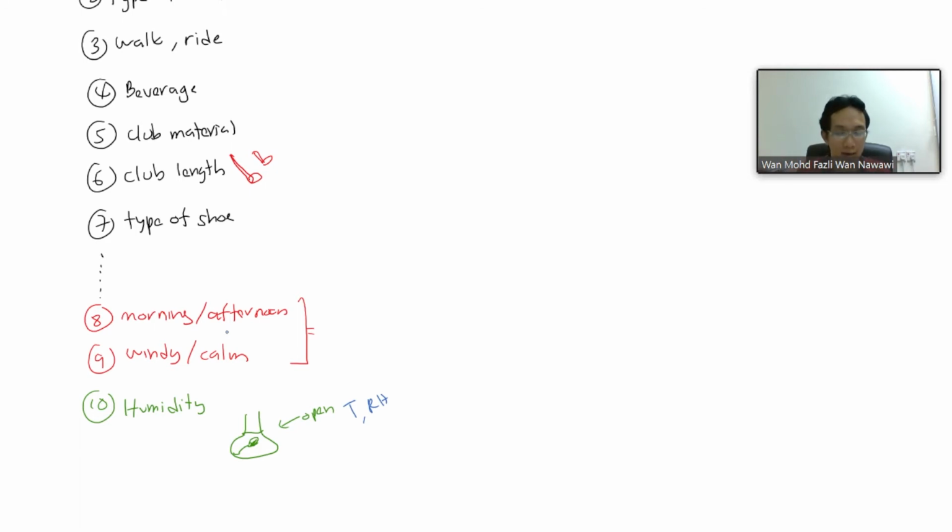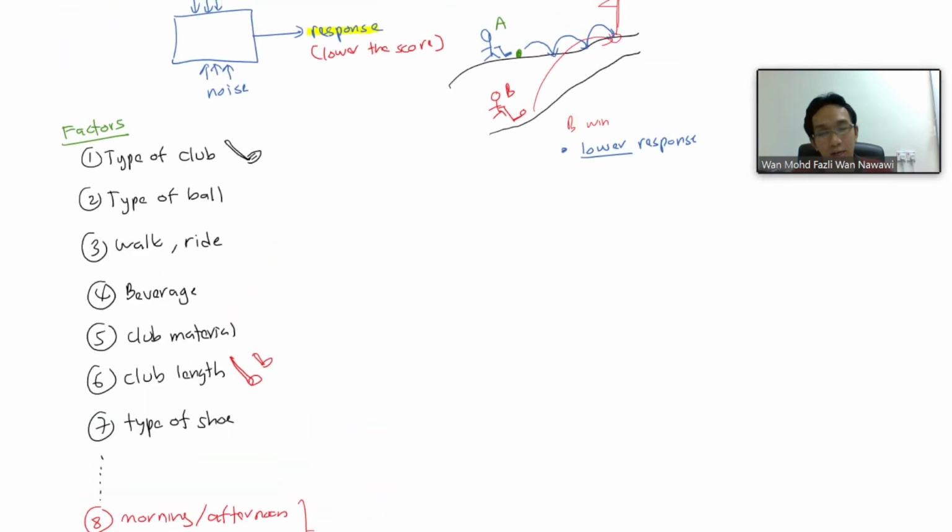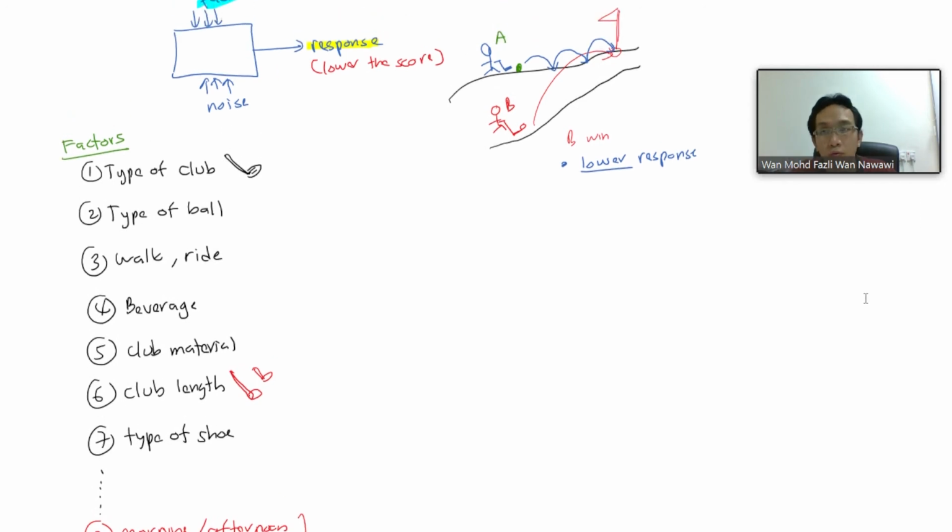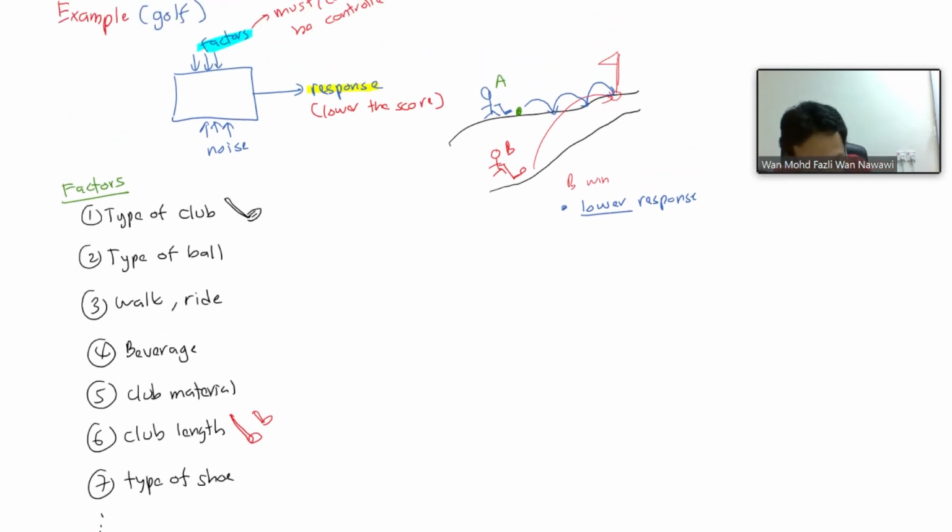You don't care, because based on your experience, you feel that whether you play in the morning or afternoon doesn't matter. So you can just put these factors aside and focus on the factors that you think will affect your performance. So that's a decision. Let's say you have 10, 12 factors. You need to choose. Let's say you want to choose only 4: type of club, type of ball, walk, and beverage.